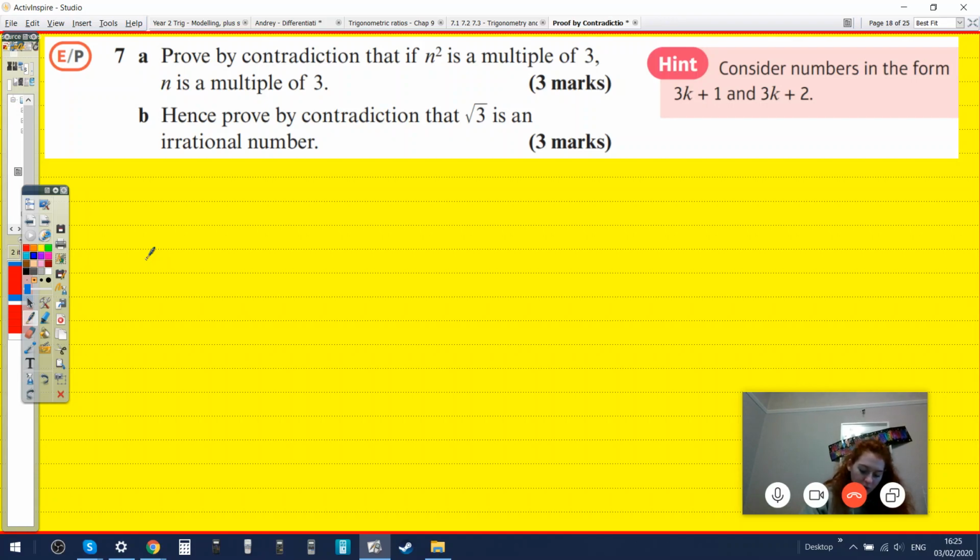So we can write n as like 3k. N is a multiple of 3. Okay, so let n be equal to 3k.